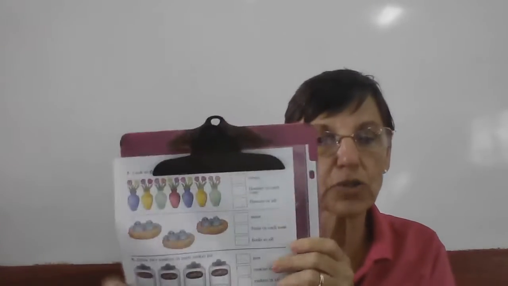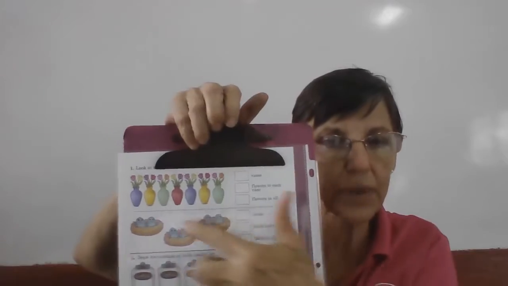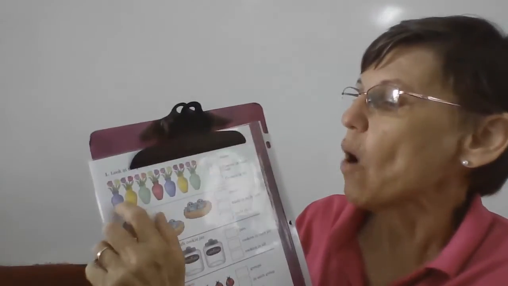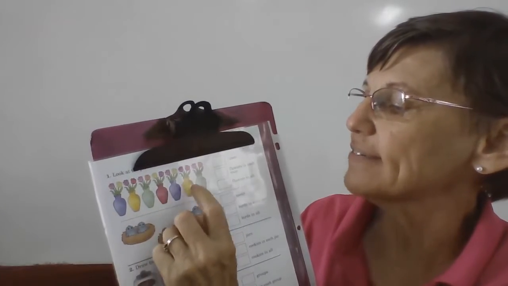Now, we are going to start multiplication today. Some of you have already started in your tablets, and we're going to start that today. So, here we go, how it works. We have some flowers, right? How many vases do we have? 1, 2, 3, 4, 5, 6, 7.